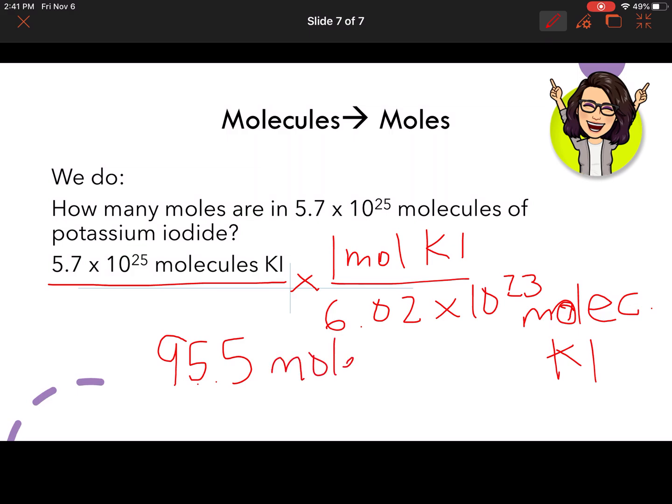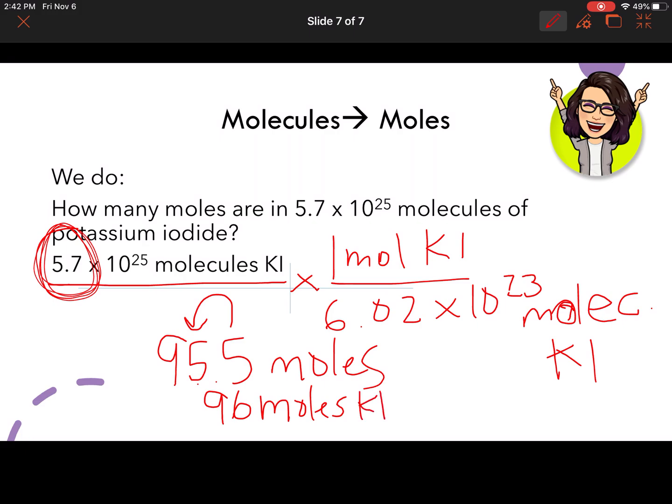But again, let's look up. And once again, I only need 2 significant digits. Does this 5 round the second number? It does. So in this case, we're going to round up, and our answer is 96 moles of potassium iodide. Put my handy dandy box around that, and we are good to go.